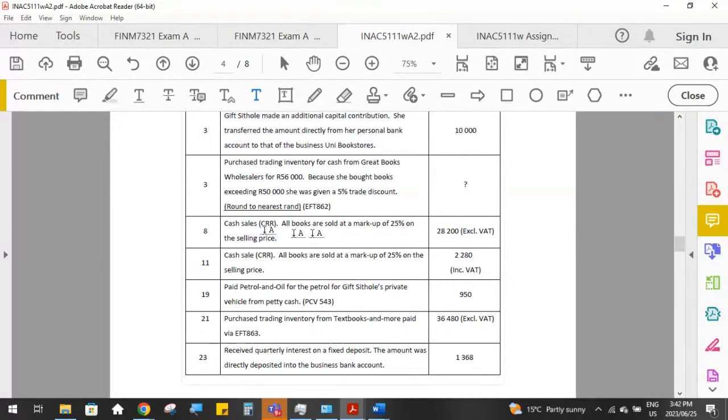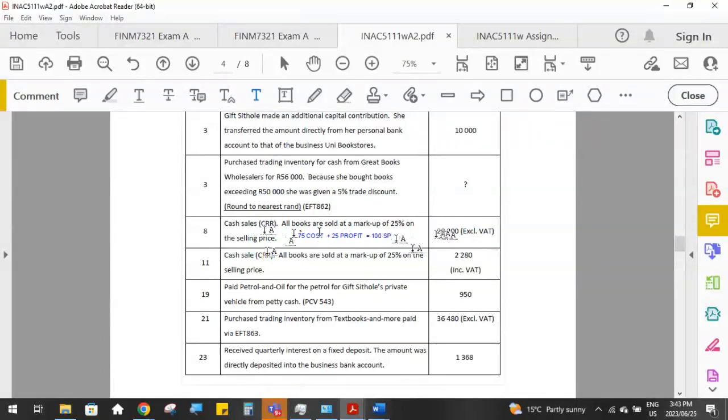Cash register roll, and all books are sold at a markup of 25% on selling price. So 25% on selling price, remember our rules. That means that our cost is going to be 75. 25% is going to be the markup or the profit, and our selling price is going to be 100 parts. The amount that they've given us is the 28,200 excluding VAT.